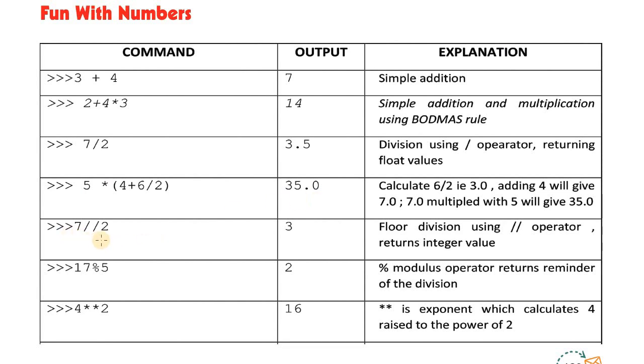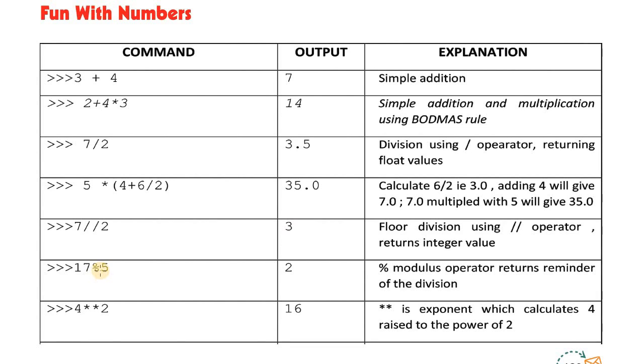Again 7 divided by 2. Now with the double forward slash, this will not give you the usual result, but it will give you an integer value. So 0.5 will not be there, only 3 will be here.